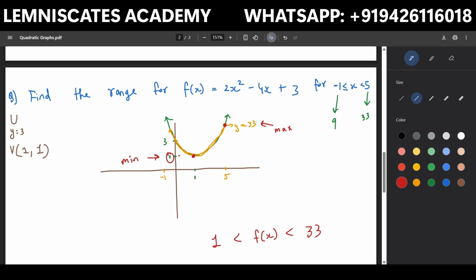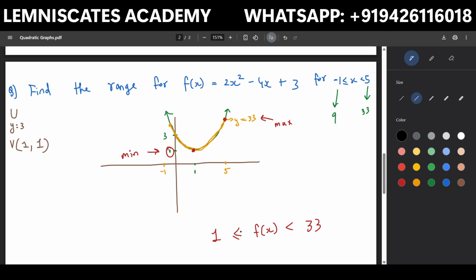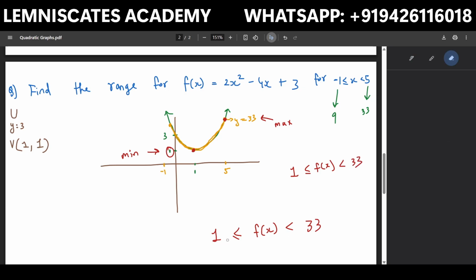Now is 1 part of your range? Yes, because 1 is part of your domain, 1 is included in this domain, so 1 will be included for your range also, the respective output. What about 33? 33 cannot be included because it was the output when x was 5, and because 5 is not part of the domain, 33 will not be part of your range. I'll just write this answer a bit on the top. So your output values are going to lie between these specific values.